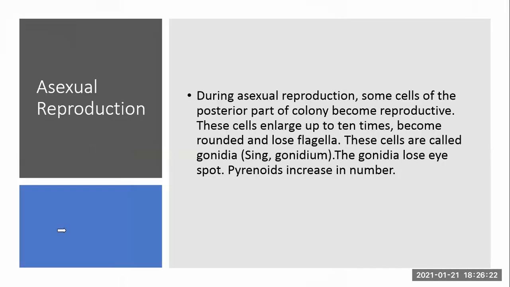During asexual reproduction, some cells of the posterior part of the colony become reproductive. These cells enlarge up to 10 times, become rounded, and lose flagella. These cells are called gonidia. The gonidia lose the eye spot, and pyrenoids increase in number.